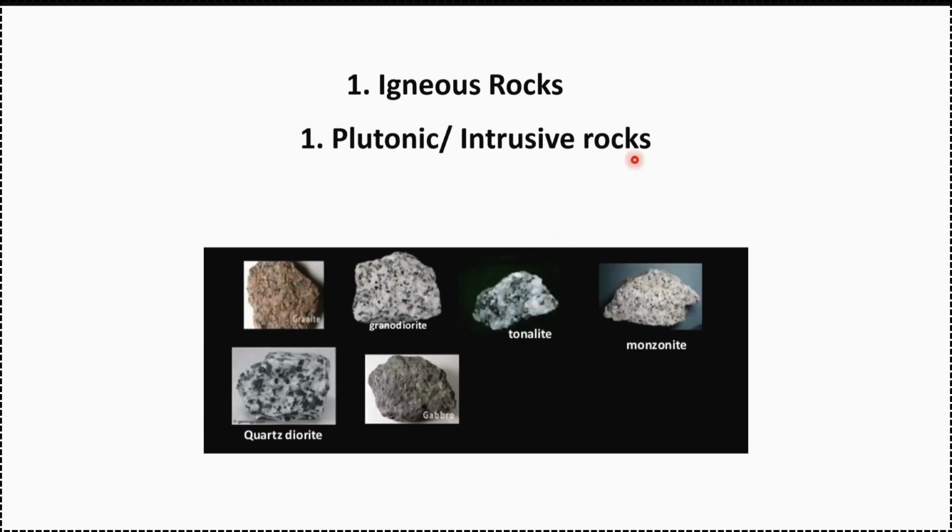Plutonic or intrusive rocks: the name intrusive comes from the fact that these rocks are formed when the magma cools and solidifies below the Earth's surface. Hence the name intrusive, because it is forming inside the Earth. Because they cool slowly, they have large visible crystals. A common example is granite.